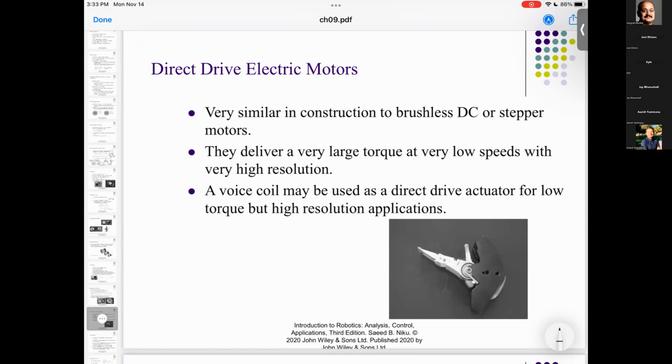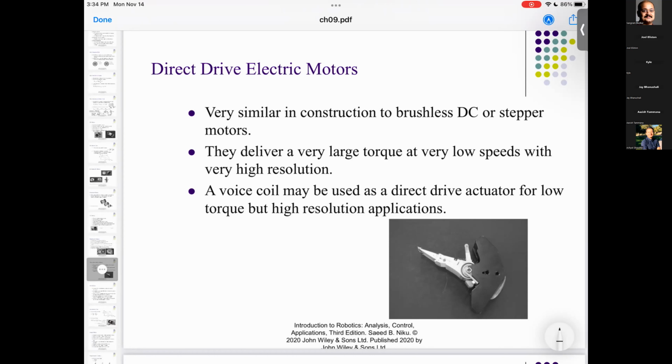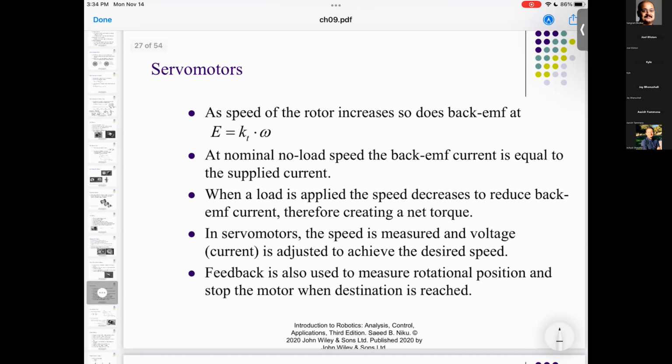Again, the advantage of direct drive is large torque at very low speeds. And again, you can use a voice coil for the actuation. But again, these are very expensive, and they have applications when you have very high torque that needs to be supplied at a very low speed.